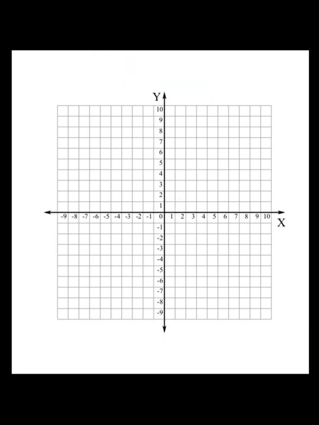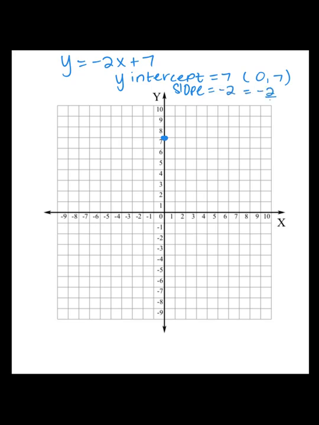All right, so our next example is y equals -2x plus 7. So our y-intercept is 7. So that point would be (0, 7). So I'm going to plot (0, 7) on my graph. And then the slope is -2. So remember that's -2 over 1. So I count down 2 and 1 to the right. And then I connect these points with a straight line.